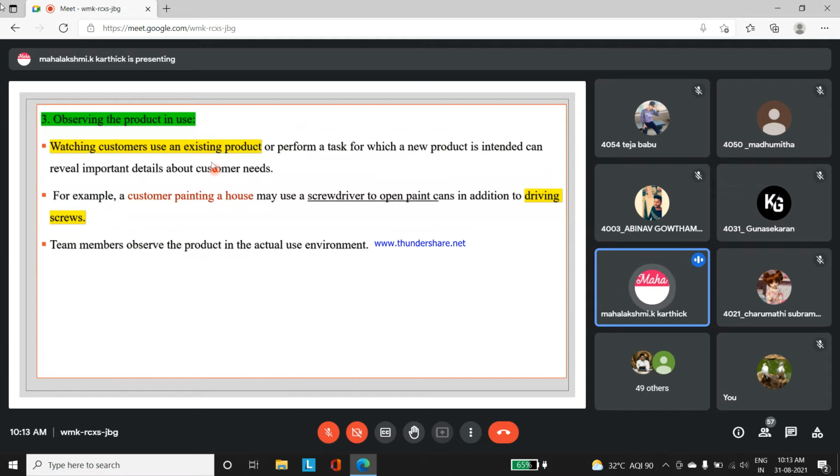Last method is observing the product in use. Watching a customer use an existing product. For example, if you are the interviewer or a member promoting your product, you wait for a particular customer to use the existing product. If they are finding it difficult to use the existing product, you can promote the comfort of your product to that particular customer.